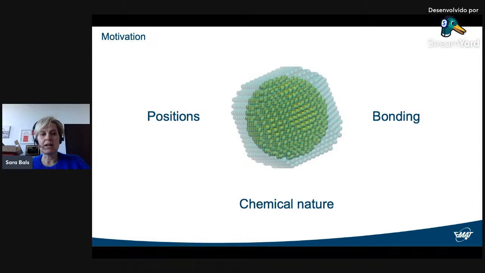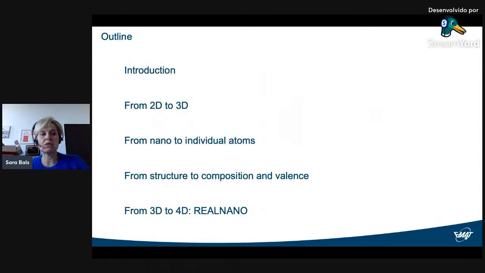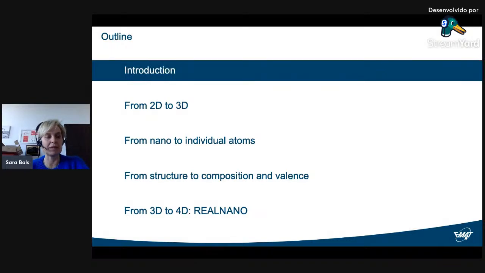So we will tackle this challenge by first expanding electron microscopy from 2 to 3 dimensions. This is what we call electron tomography. Then I will show you how we can push the resolution of this technique towards the atomic level. And then I will discuss how we can not only investigate structure in 3 dimensions, but also extract information about composition and valence in 3D. In the second part of the presentation, I would like to discuss an ongoing project where we are combining the principles behind in-situ transmission electron microscopy and electron tomography. But let's start with the beginning.